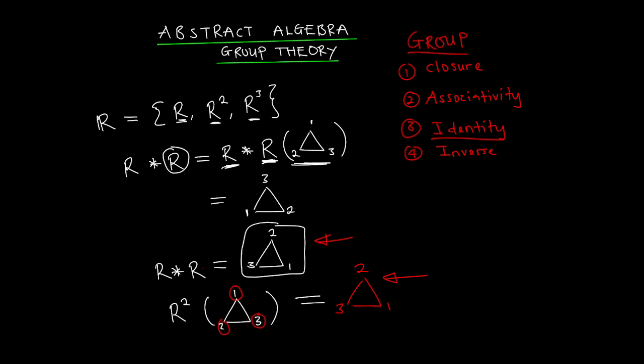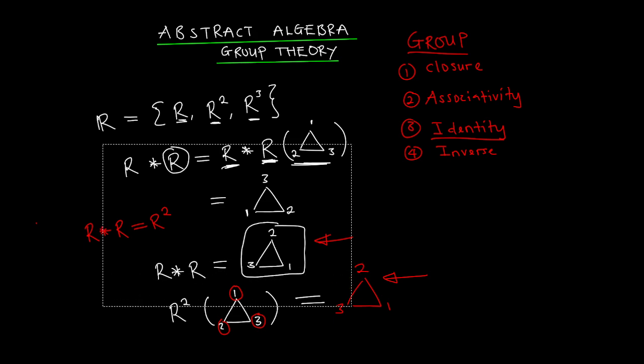So that means R composed with R is equal to R2. You can see clearly from everything that we've done that R composed with R is equal to R2. So if you take R and you compose it with itself, you will get R2. It is in the set. That means it is closed. The closure property is satisfied.